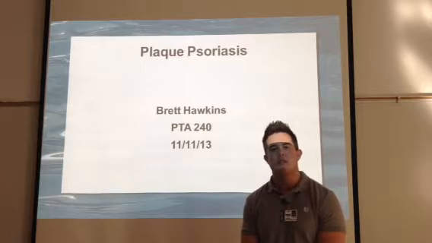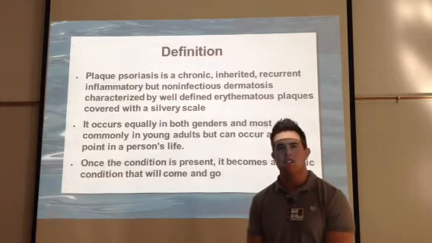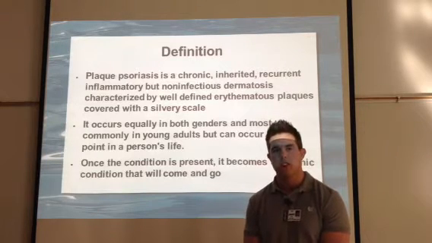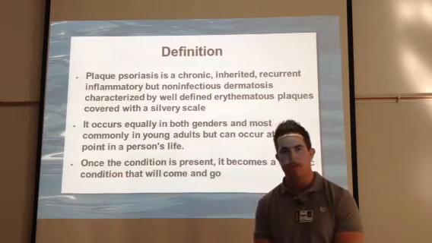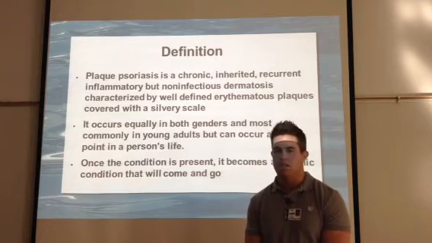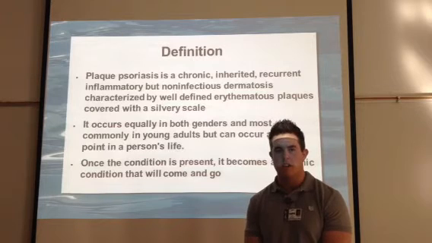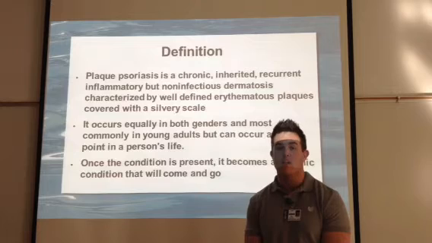Speaking with you today on plaque psoriasis. Plaque psoriasis is a common chronic, inherited, recurrent, inflammatory, but non-infectious dermatosis characterized by well-defined erythematous plaques covered with a silvery scale. It occurs equally in both genders, most commonly in young adults, and can occur at any time in a person's life. Once the condition is present, it becomes chronic and it can come and go with symptom exacerbations at any time.